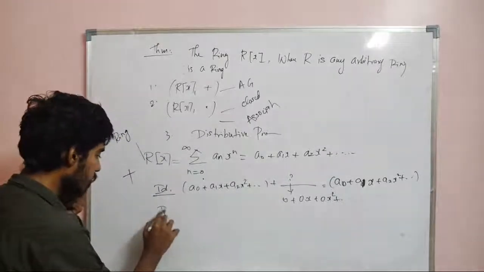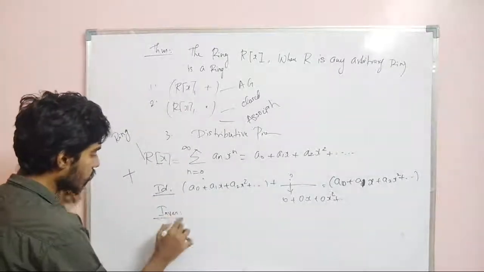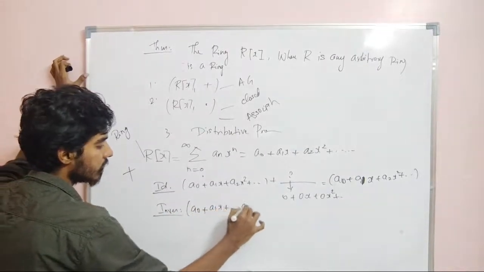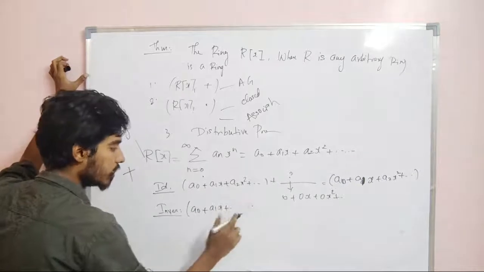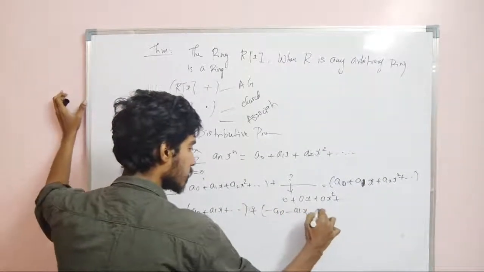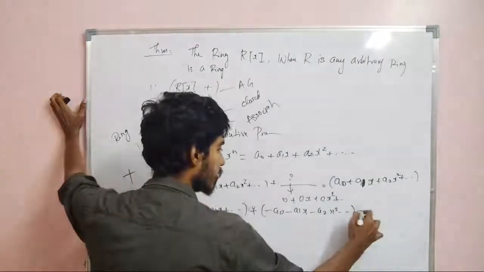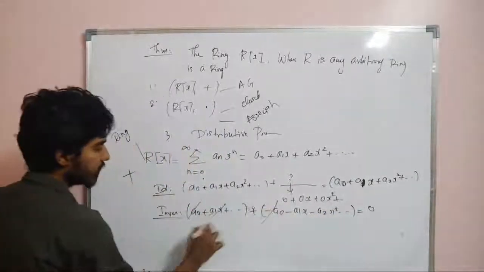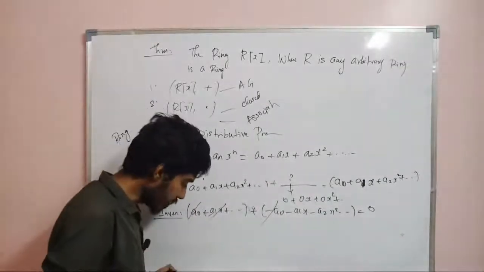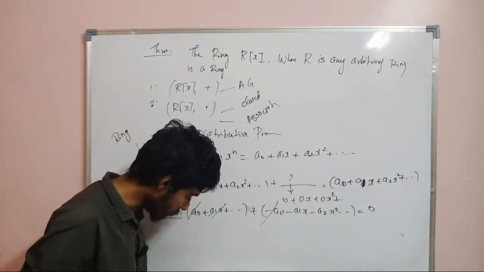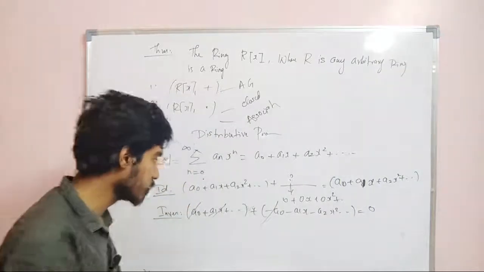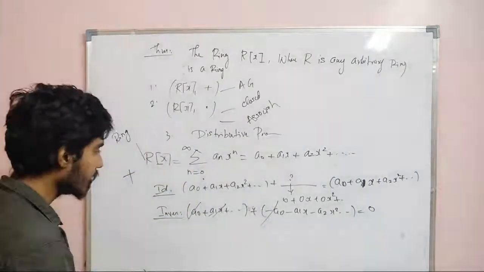And what about inverse? For the polynomial a0 plus a1x plus a2x² and so on, the inverse will be minus a0 minus a1x minus a2x² and so on. This will give you 0, because these will get cancelled. So the negative of the polynomial is the inverse with respect to addition, right? Yes. So therefore we have proved this.